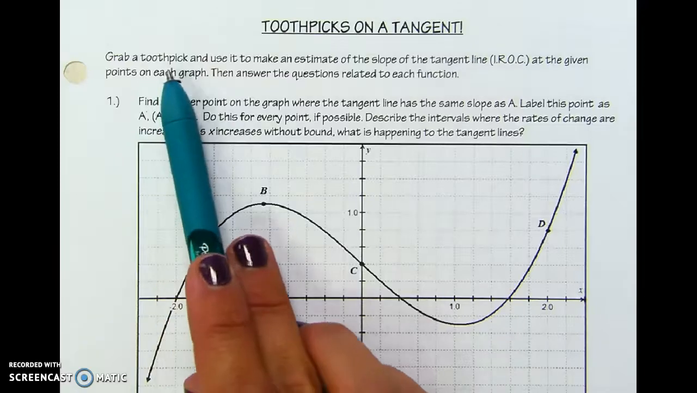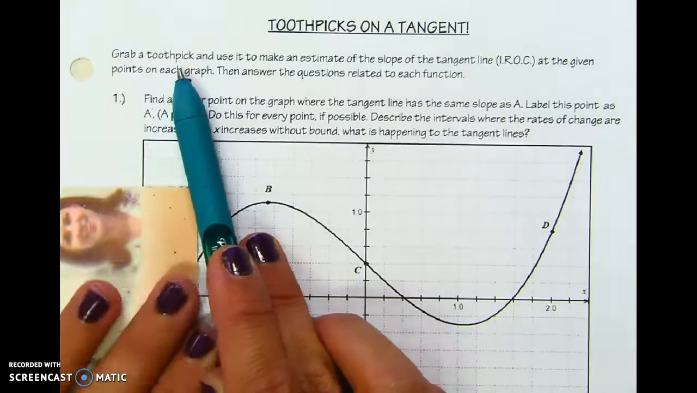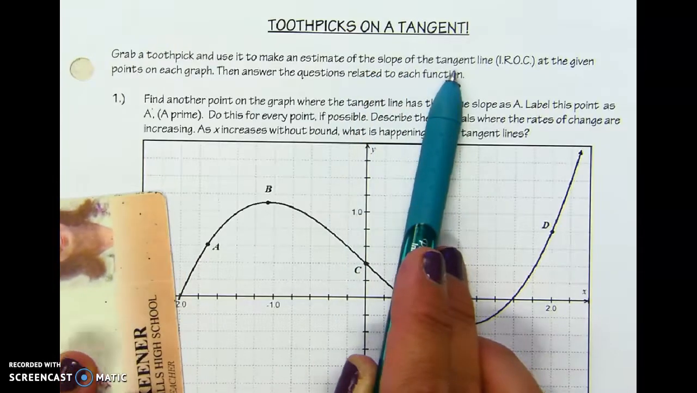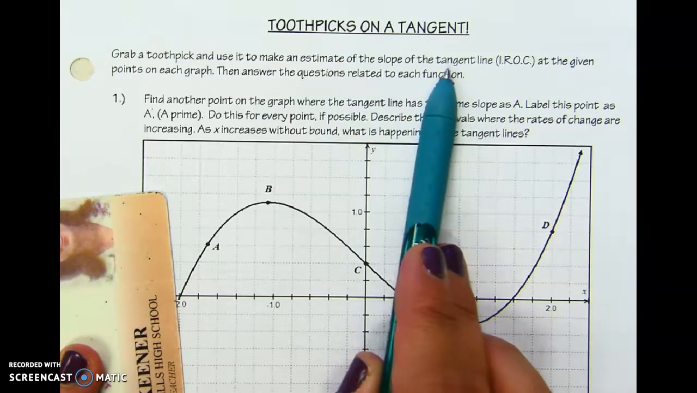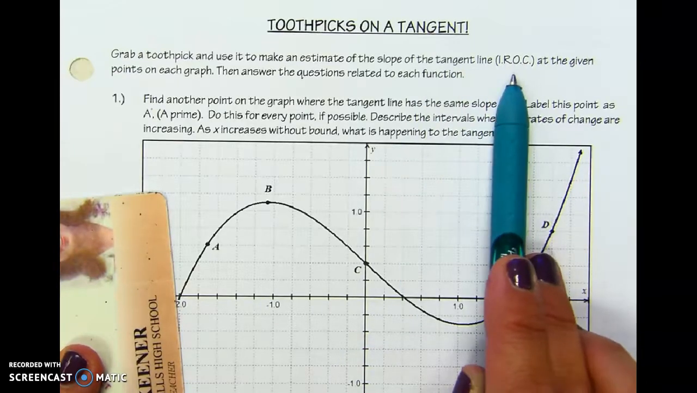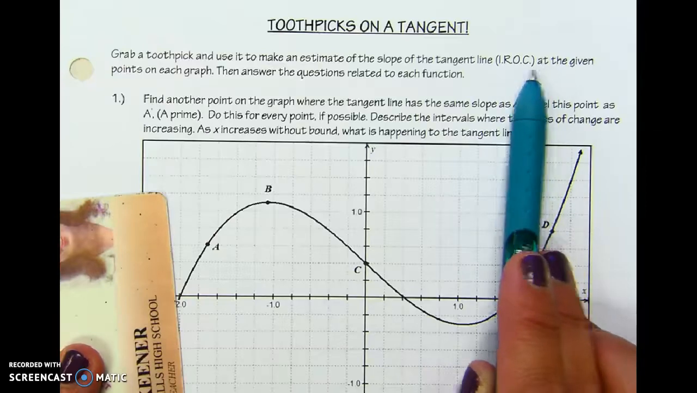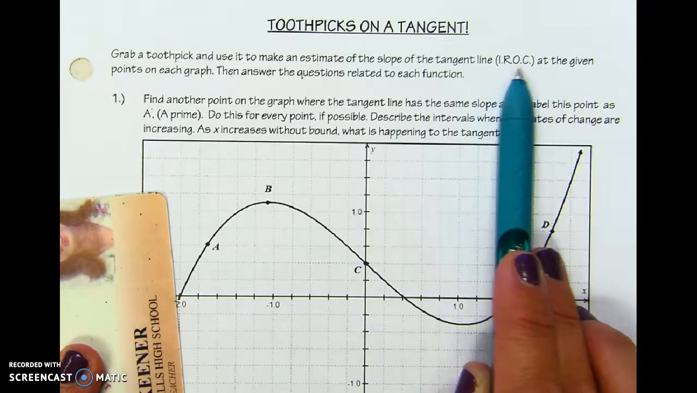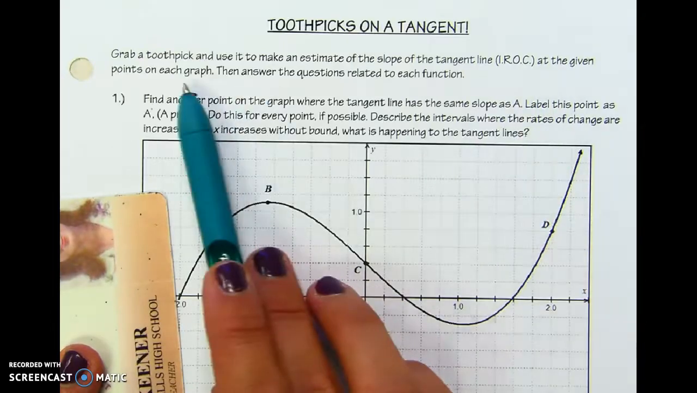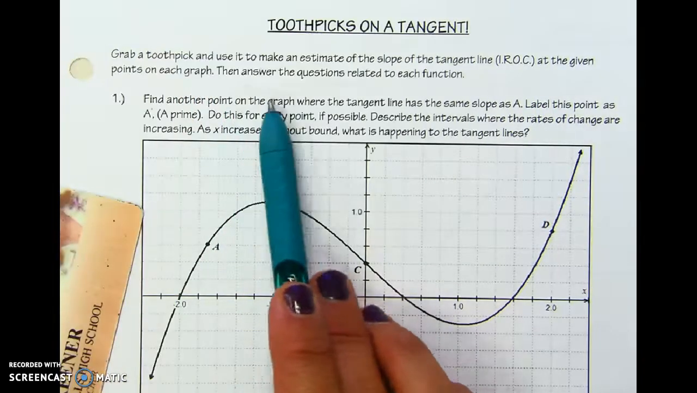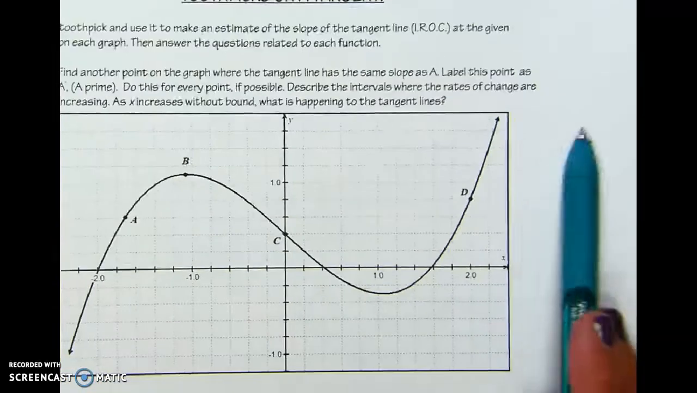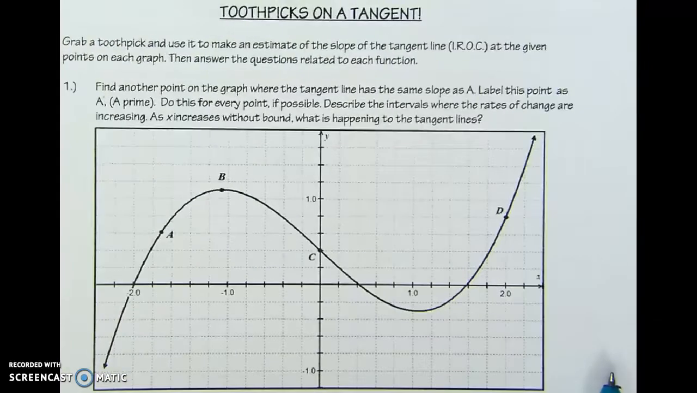So, grab a toothpick or your ID card, and you're going to use it to make an estimate of the slope of the tangent line. Now, you may not even know what a tangent line is. That's okay. IROC. I don't know what that is this second, but I will figure it out, okay? Just kidding. It's instantaneous rate of change, and we will talk about that. At the given points on each graph, then answer the questions related to each function. I tried to photocopy this so there's space in the margin to answer any questions.